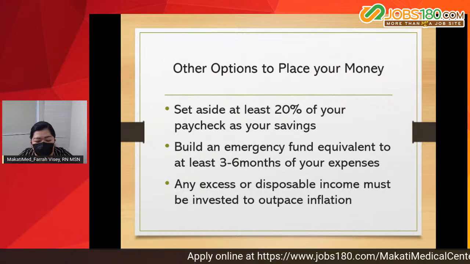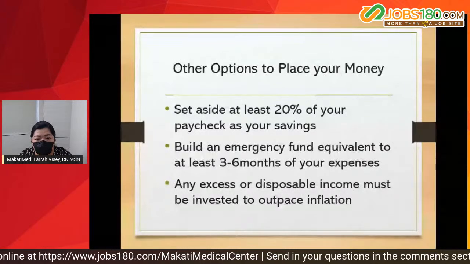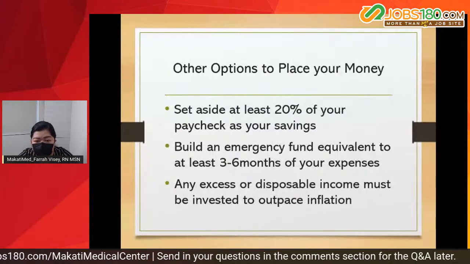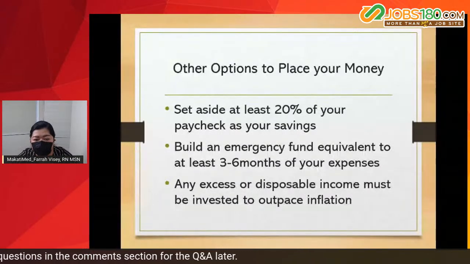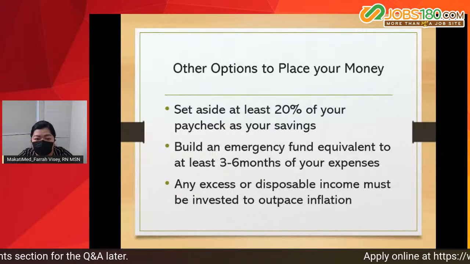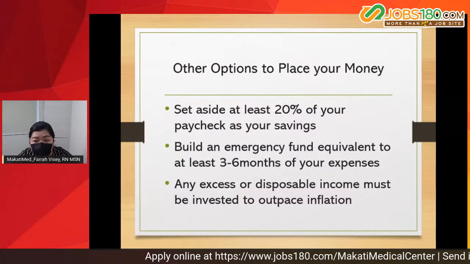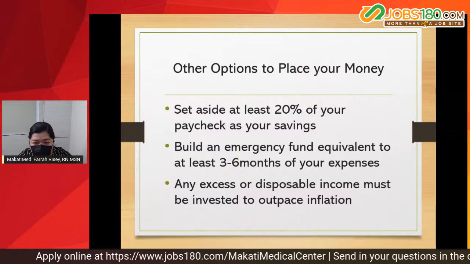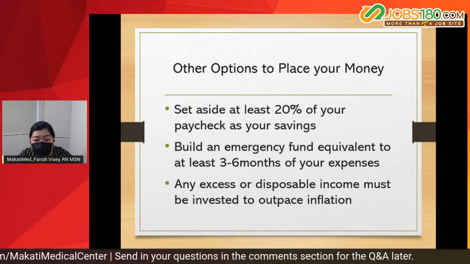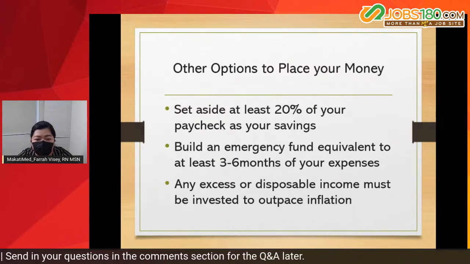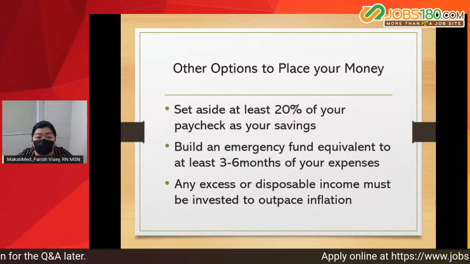So, by decent recommendation, we have to set aside the 20% of our paycheck to build as a savings, no? Pero hindi naman siya Bible truth, no? It depends on how the kita is, no? So you can set aside 10%, it's all up to you. So you have to build an emergency fund equivalent to 3 to 6 months of your expenses for you to live a decent life, no? Any excess or disposable income must be invested to outpace the inflation kasi nowadays, lalo na ngayon na Pilipinas, medyo mataas ang inflation rate natin, no? Kaya lahat ng bilihin ay matataas.